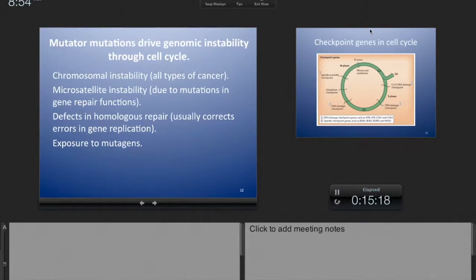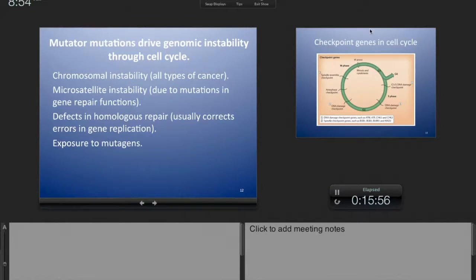So there are particular mutations that can drive genomic instability through the cell cycle. An example of these are chromosomal instability, which happens in all kinds of cancer, instability in microsatellites of the chromosome itself that relate to issues with gene repair, and you probably know that gene repair is something that is constitutive to cells because replication is not 100% faithful. So gene repair is just a normal behavior in cells. Anything that's normal can become diverted into being abnormal.